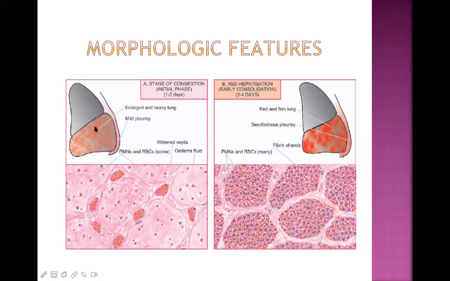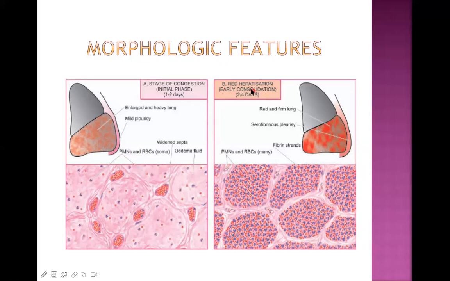Now look at this area. It is enlarged and heavy. And there is already pleural inflammation that has started. So at this stage itself, the patient will have chest pain. When they cough, they will have chest pain in this area. PMN means polymorphonuclear cells. This is another name for neutrophil, and lots of RBCs collect in this stage.